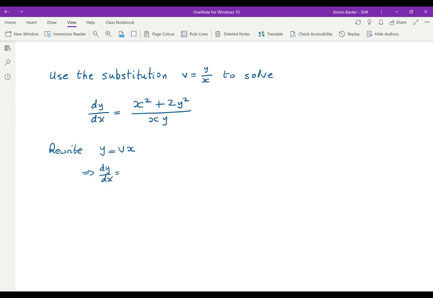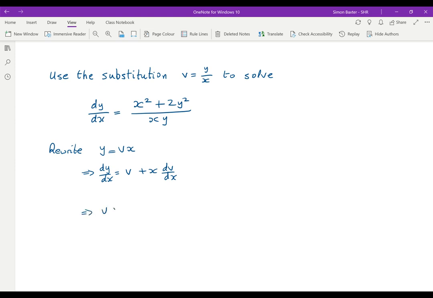This is the product rule. V is a function of x. We can see that from the fact that v is y over x. So we're differentiating this with the product rule. Differentiate the x, we get v plus x, differentiate v. Now let's put everything into the differential equation.